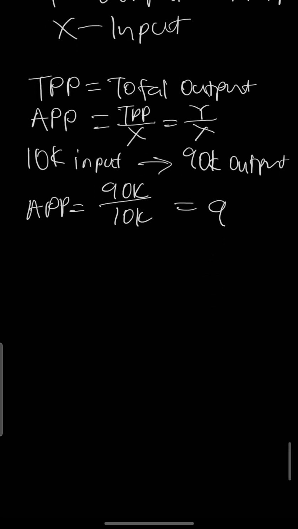Now that we know average physical product, there is another term which is marginal physical product. Marginal simply means additional. The additional output for additional inputs. As simple as that. That is what marginal is. So if you are to increase your inputs, let's say by 10, how much do you get?